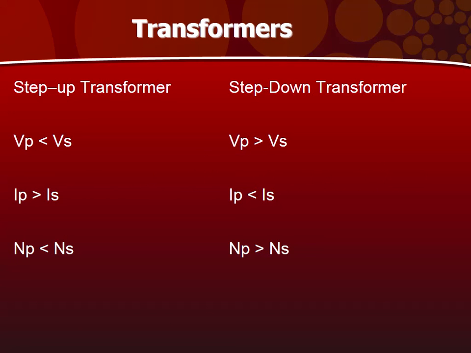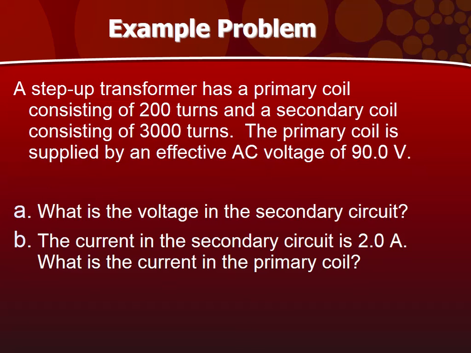All right. So for a step-up transformer, the voltage out will be greater than the voltage that comes in. The current out will be less than the current that comes in. And then the number of turns on the secondary coil will be greater than that on the initial coil. Opposite for step-down transformers. All right.